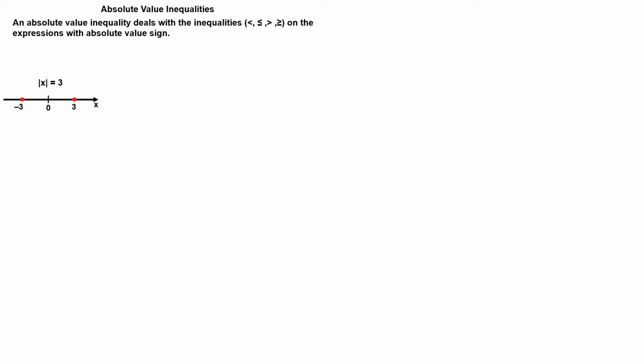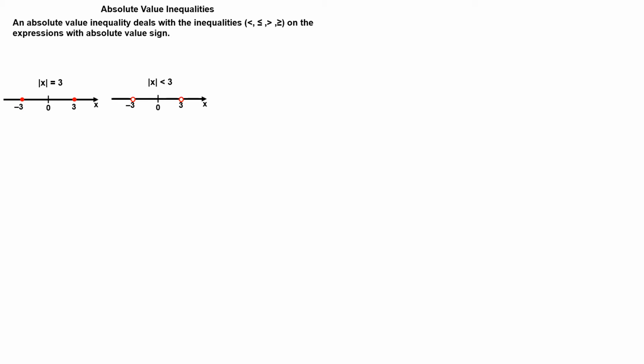Now, with this definition and picture in mind, let's see what the absolute value inequalities entail. Let's start off with a simple numerical example. This inequality asks us to find all the x values that are less than 3 units away from 0 in either direction. So the solution is going to be the set of all the points that are less than 3 units away from 0.